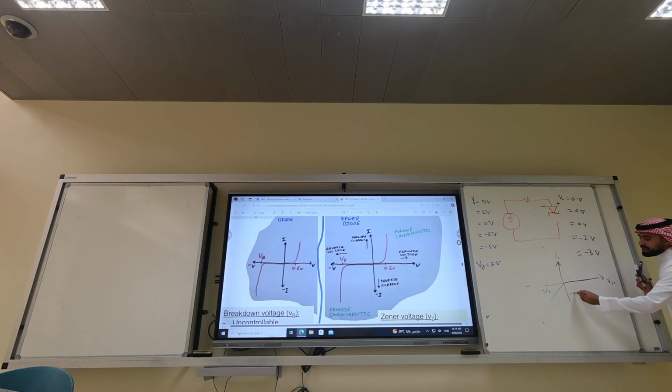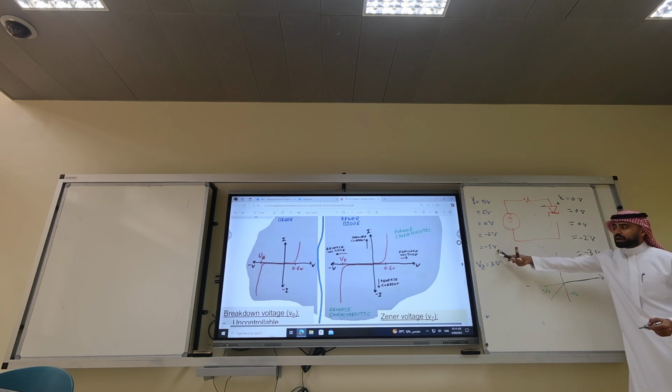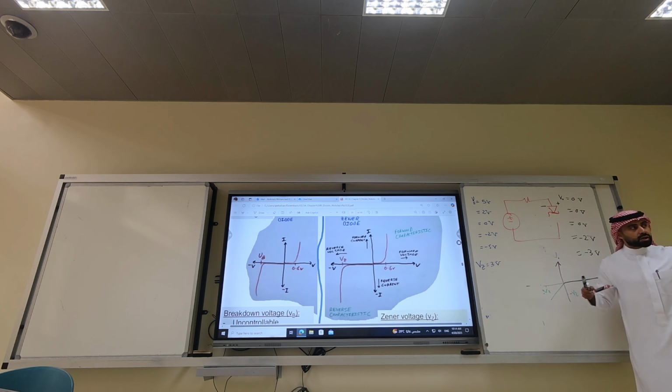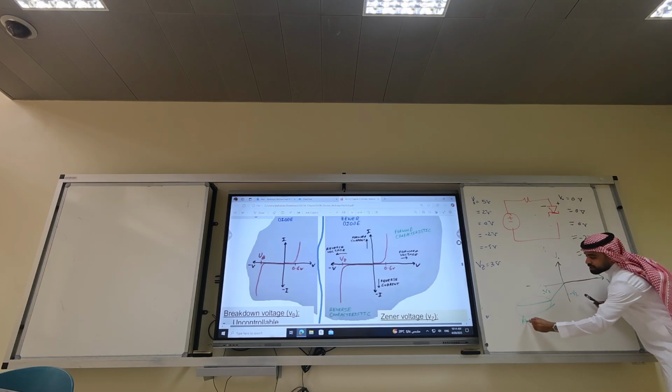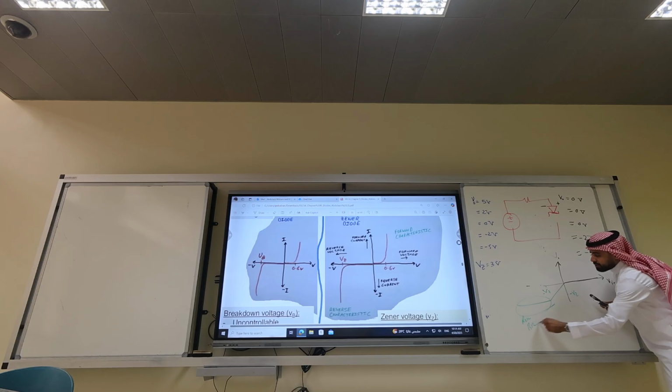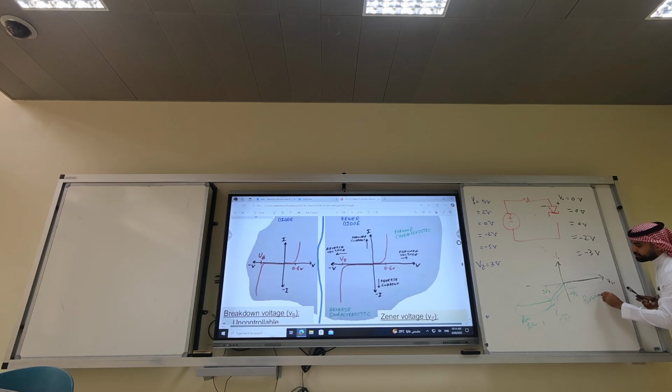And then here I have minus VZ. What will be the output if I apply below VZ? Minus 5, minus 4. Regulated at minus 3. So here I have what? Reverse breakdown. Here what I have? Off. Here what I have? Forward.